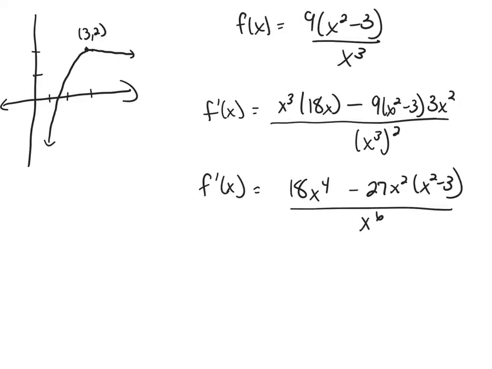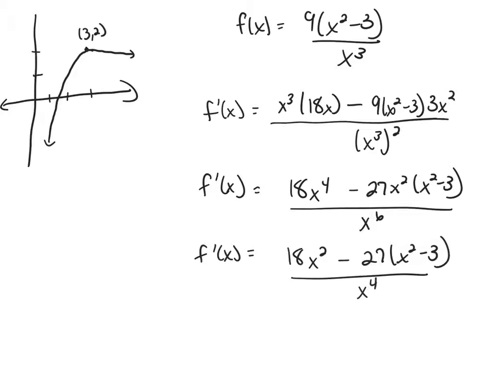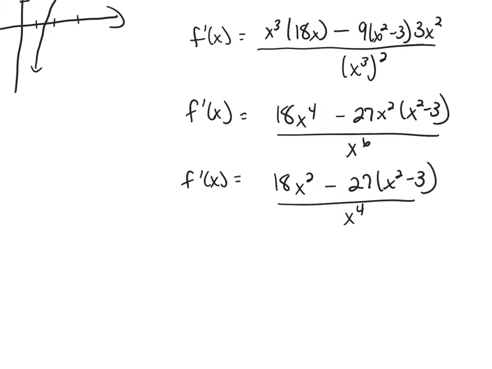I can factor out an x squared on the top and cancel with an x squared in the bottom. So 18x squared minus 27x squared minus 3 over x to the 4th. And then I can simplify the top a little bit. It'll be minus 9x squared plus 81 over x to the 4th.